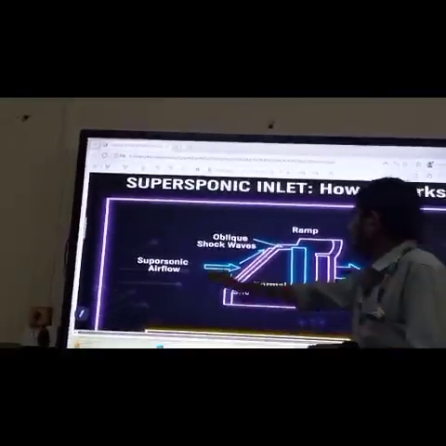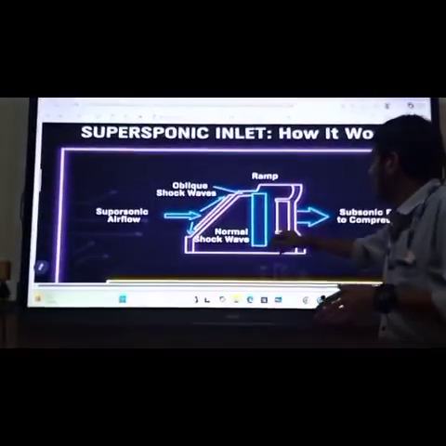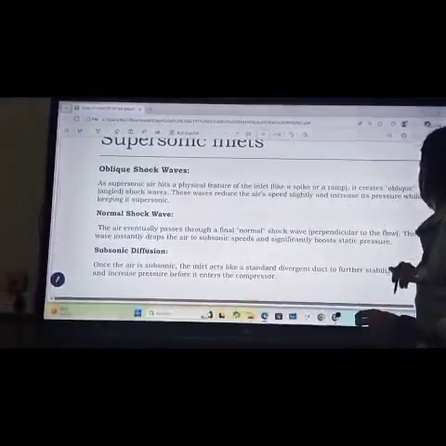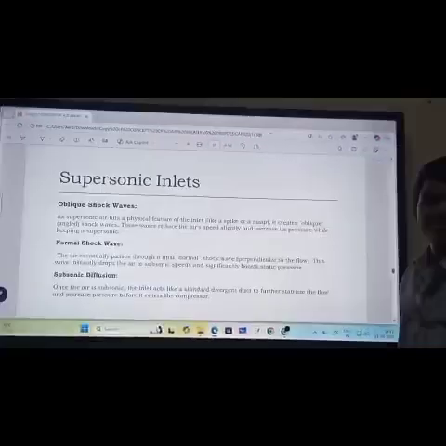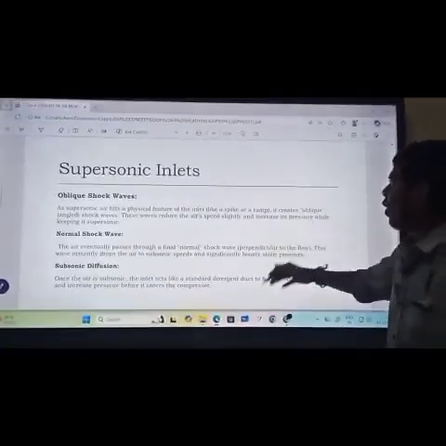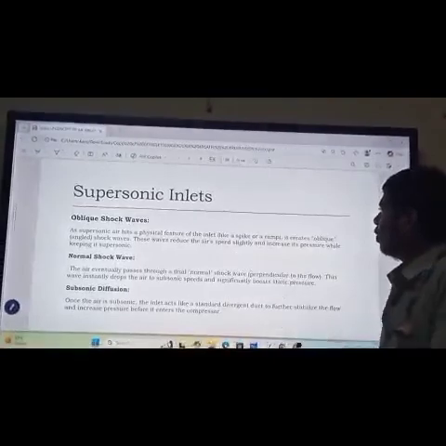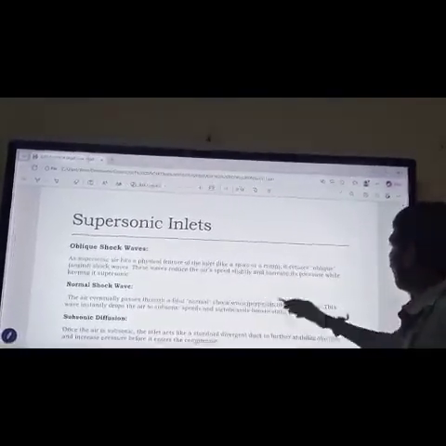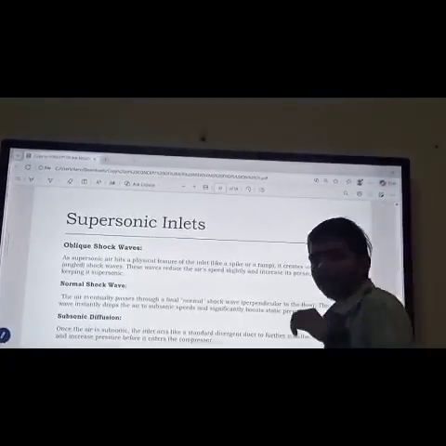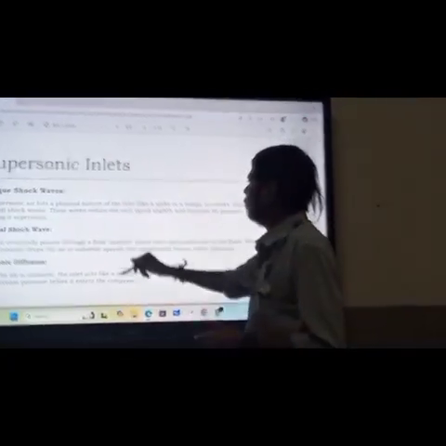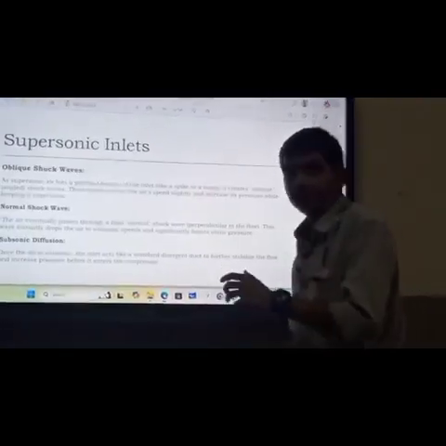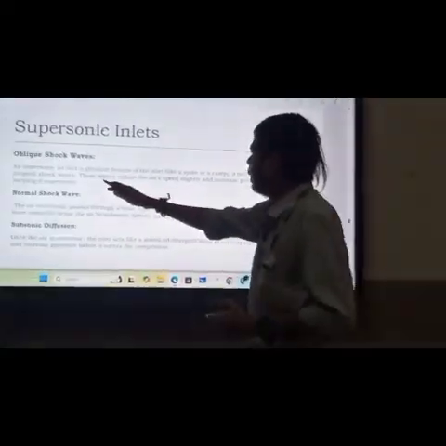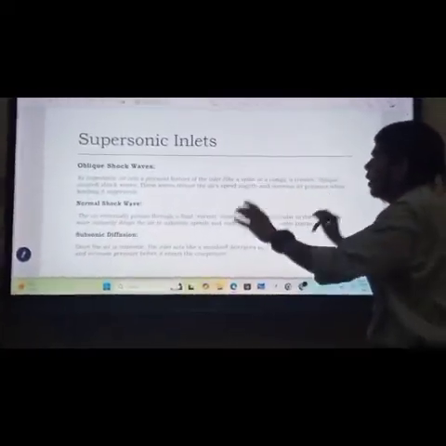Ram, subsonic flow to the compressor, supersonic airflow, oblique shock waves, normal shock waves. So, oblique shock waves in the supersonic intake. What are oblique shock waves? As the supersonic air hits a physical feature of the intake like a spike or a ramp, it creates oblique angled shock waves. These waves reduce the air speed slightly and increase its pressure while keeping it supersonic.